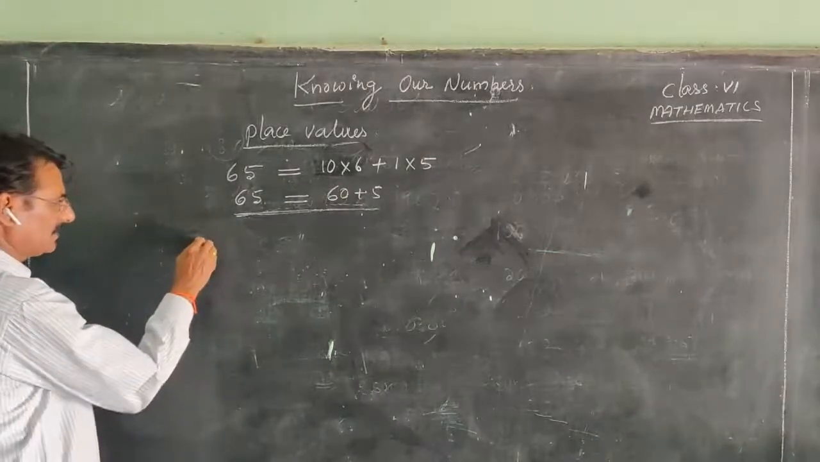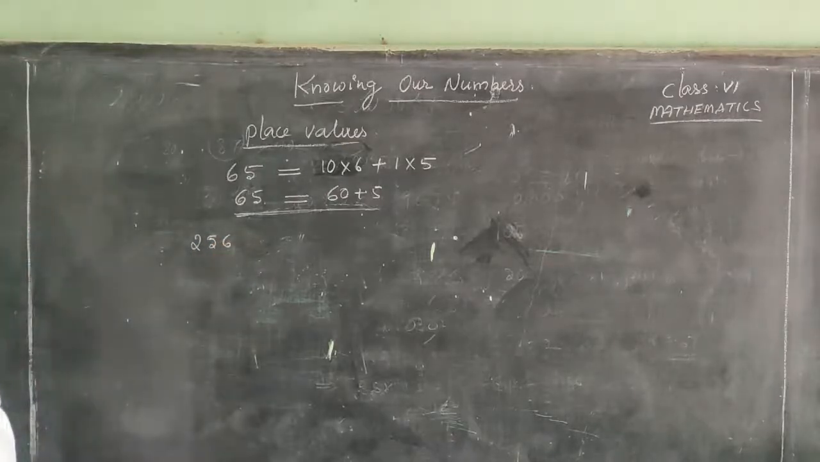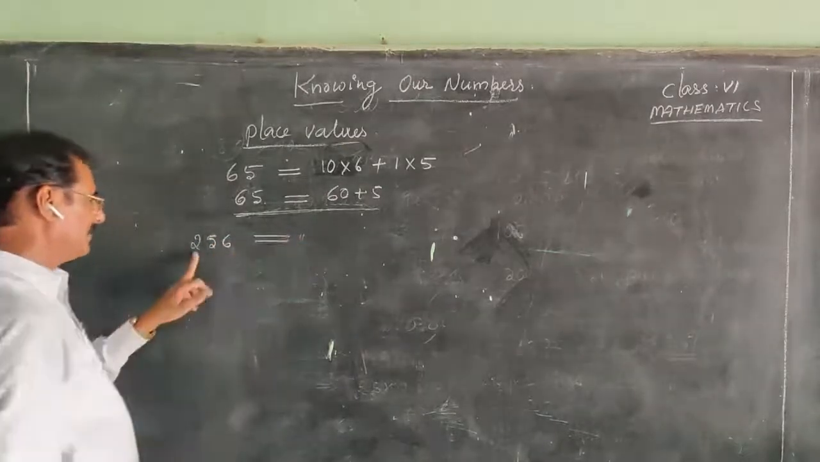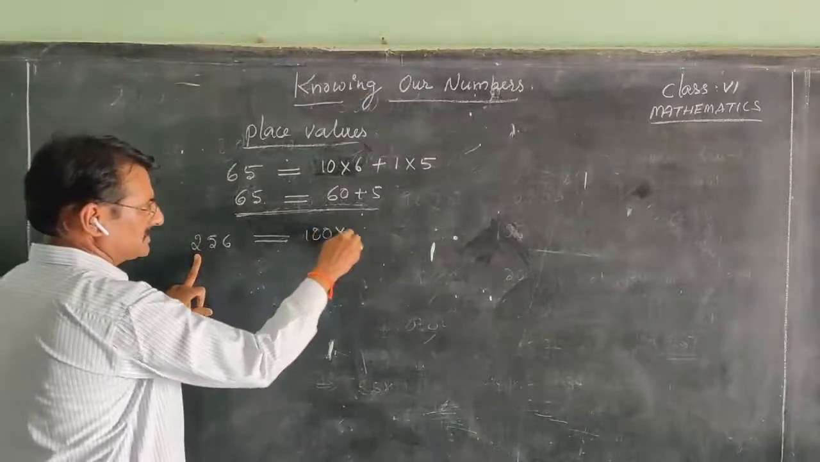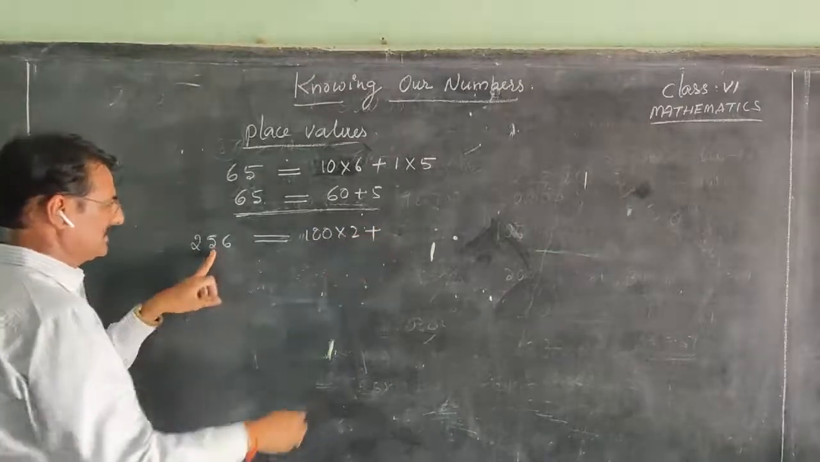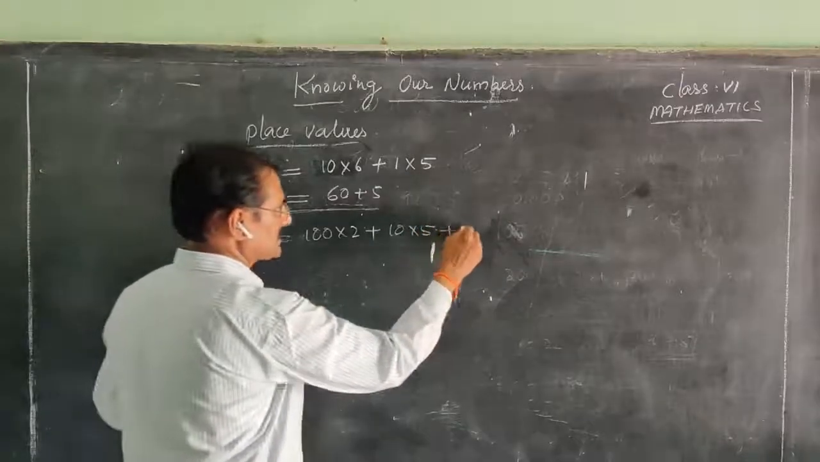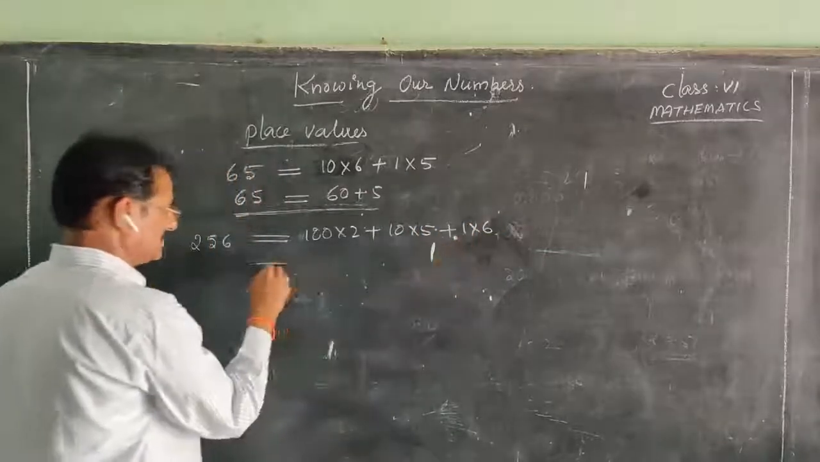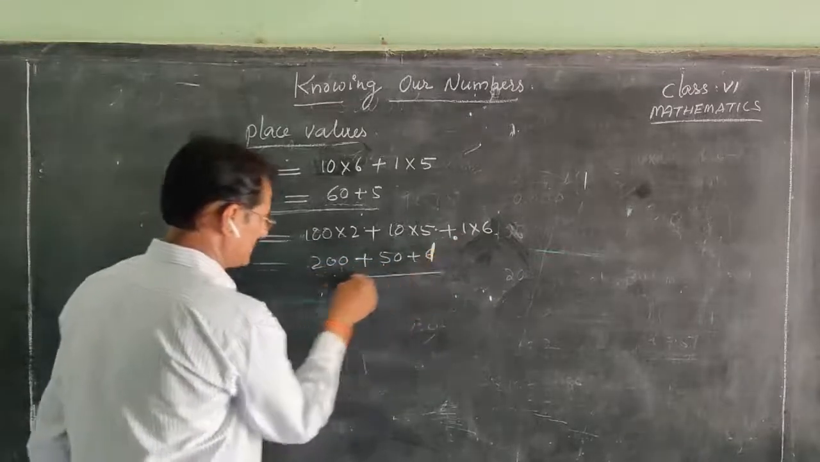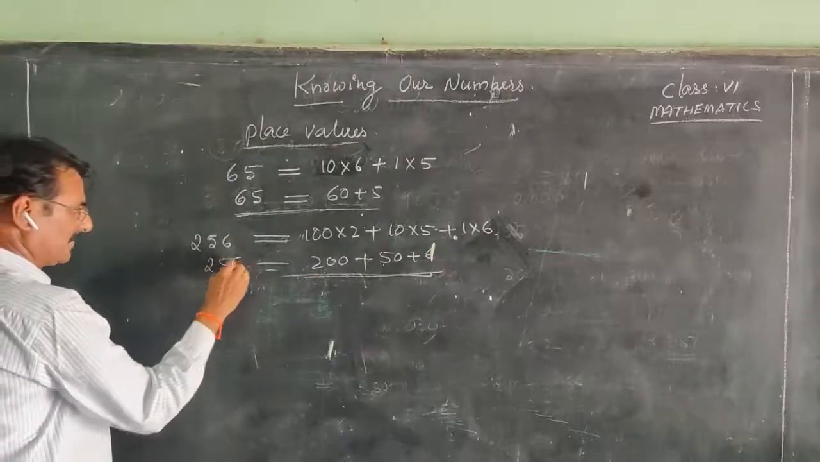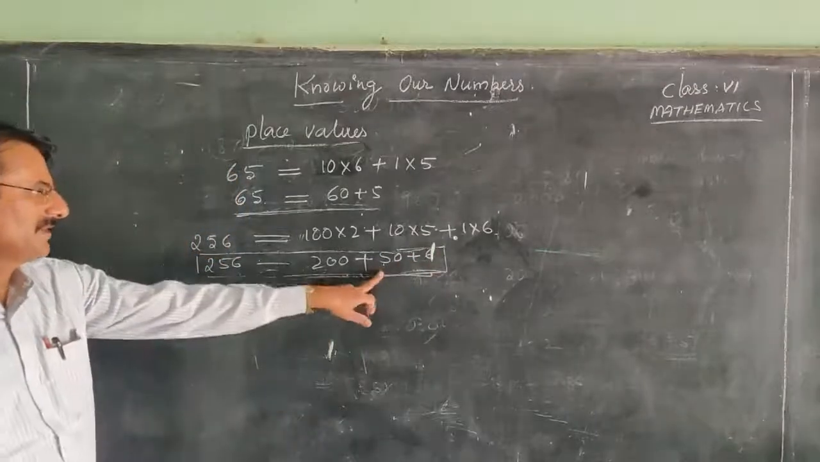Let's take one more number, 256. In the hundreds place, which digit is there? 2. In the hundreds place the digit 2, plus in the tens place 5, in the unit place 6. So 200 plus 50 plus 6. The expanded form of 256 is 200 plus 50 plus 6.